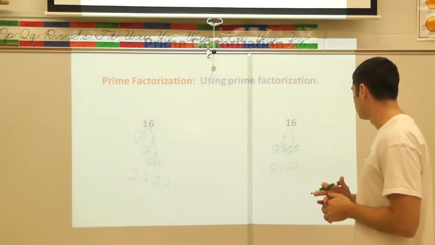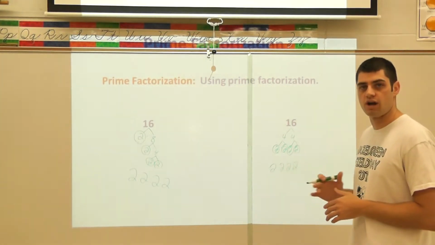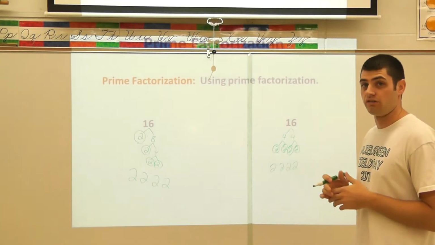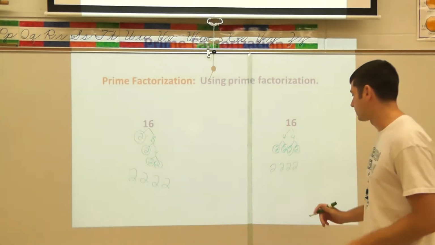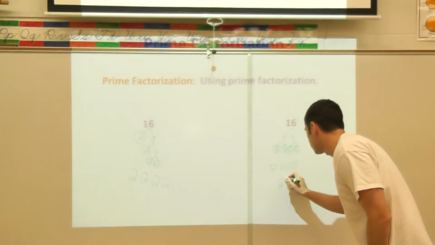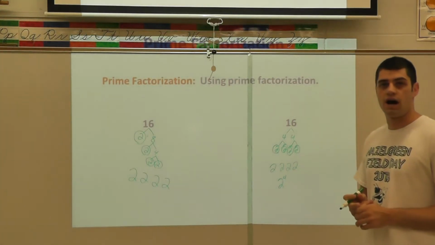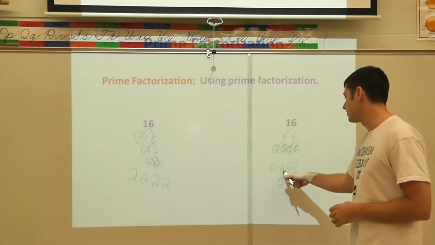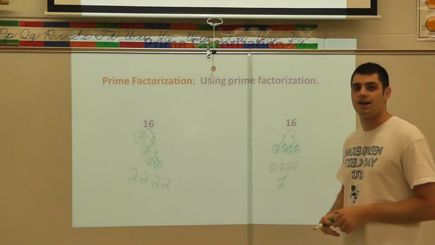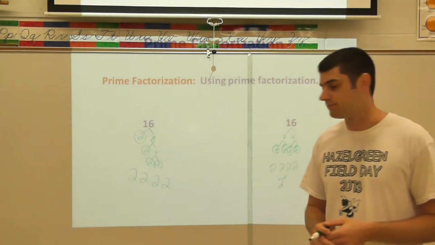Now, here's a helpful point to help you when you're writing out these prime factorizations. If you don't want to write out 2 times 2 times 2 times 2, we can use exponents, and I can just write it as 2 to the 4th power. It saves you a little bit of writing there, and it means the exact same thing. 2 times 2 times 2 times 2 is the same as 2 to the 4th power.